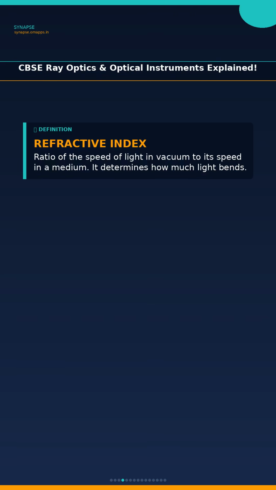Refractive index is a measure of how much light bends when it enters a material. It's the ratio of the speed of light in a vacuum to its speed in the medium. Higher refractive index means more bending.